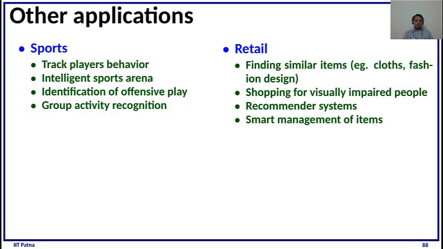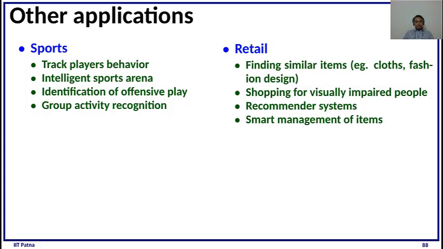If I can install cameras, and if I make my football a smart one, probably I'll be able to detect whether it crossed the goal line or not. Even many other things can be tracked, like offensive play, and maybe group activity, how a player's movements are happening. That kind of pattern can also be found out for analyzing sports.